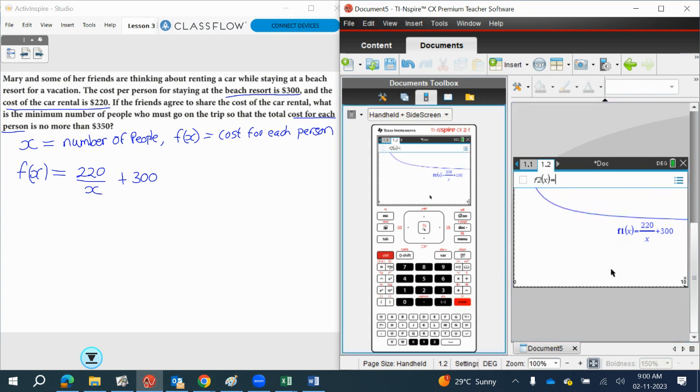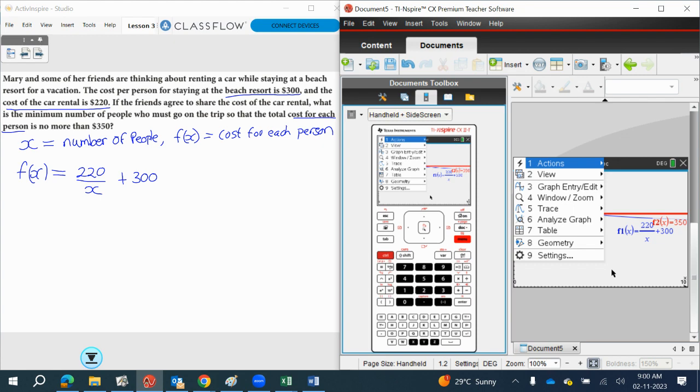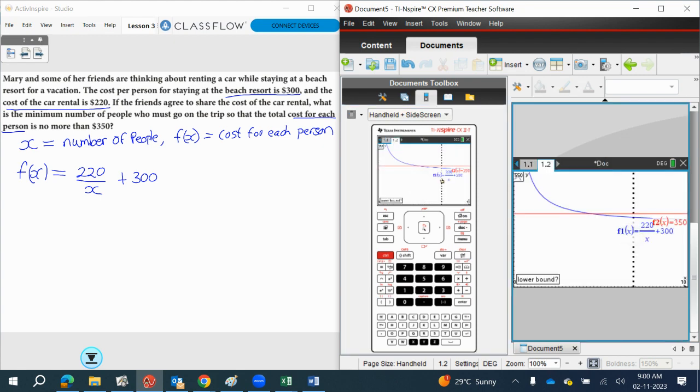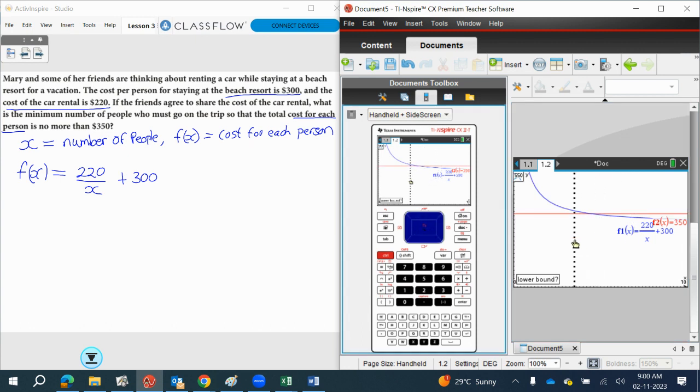So we want to know the minimum number of people who must go on the trip so that the total cost is not more than 350. So the best thing to do at this point is to graph the line y equals 350, like this, and then find the point at which those two intersect. So obviously, we want it to be somewhere in this region here. So what we do is we press Menu, Analyze Graph, Intersection, scroll across over here, click, scroll across over here, click.